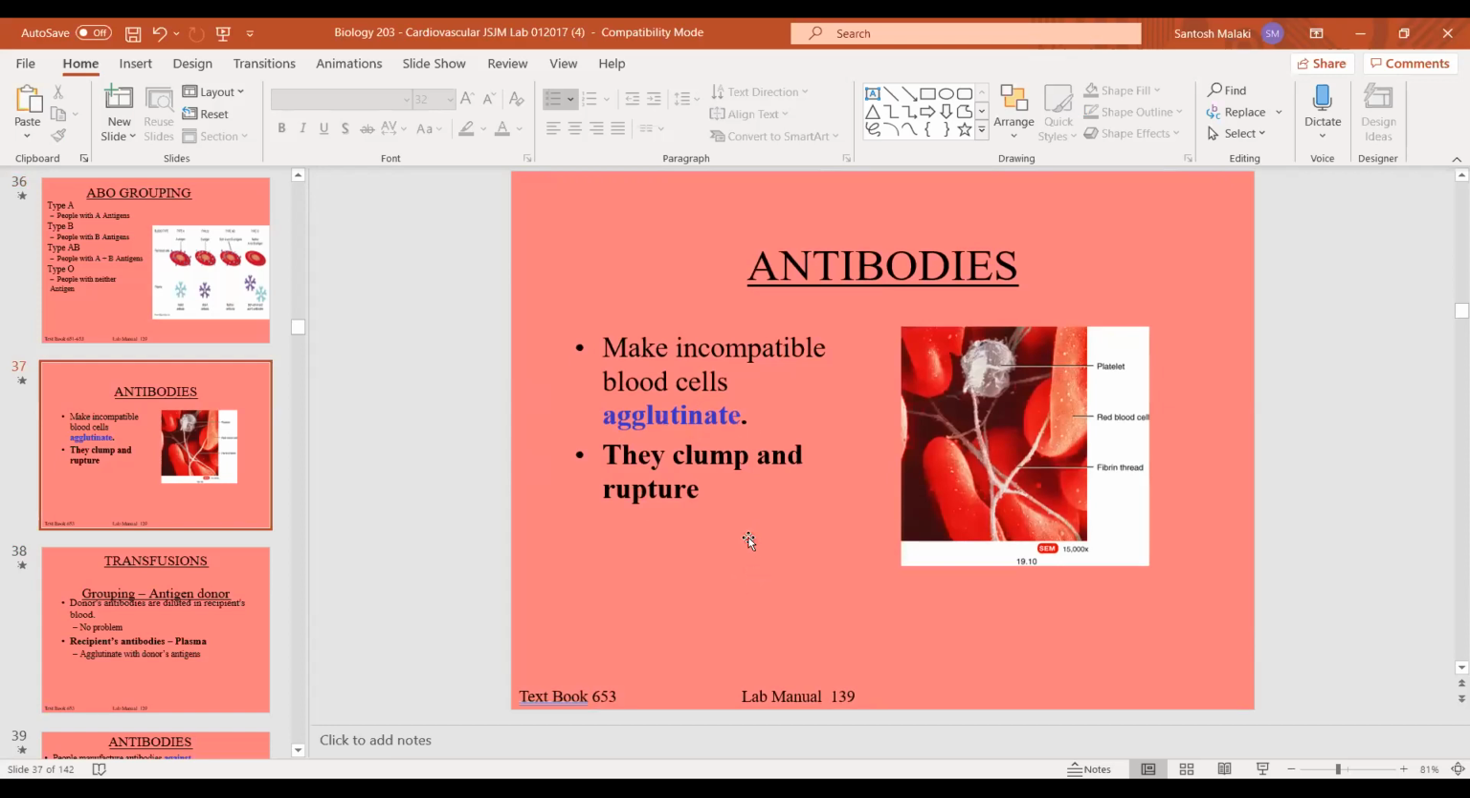When the red cells agglutinate, they are clumping together because the antibodies are sticking to the surface and will eventually destroy the red cells. So they watch for agglutination.